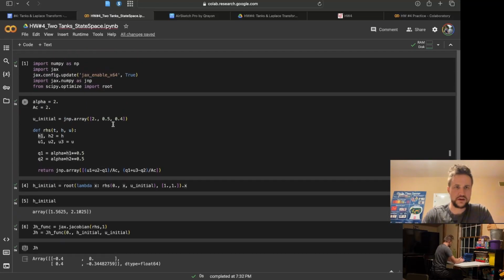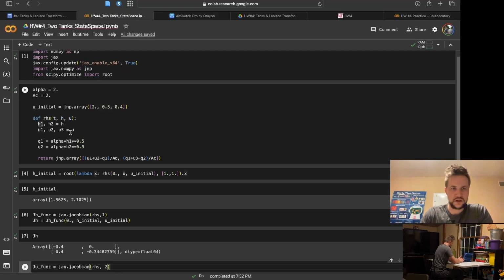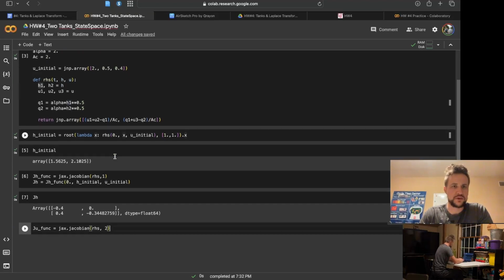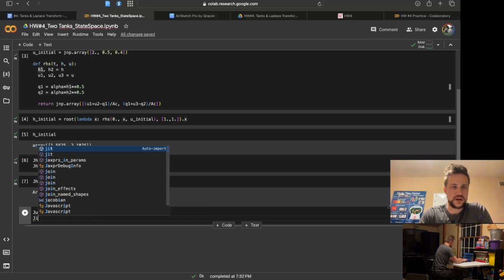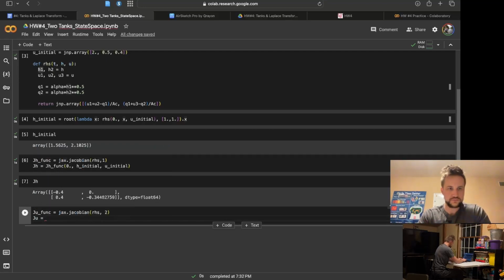And so if we go up here, our third input in our right-hand side that we've defined here is indeed the system inputs and the flows there. So that's why we're going to define it as 2 here. And then JU equals our JU function that we just defined above. And then again, we're not with respect to time, but we are evaluating initially with the initial fluid heights at steady state, and then our initial system input values.